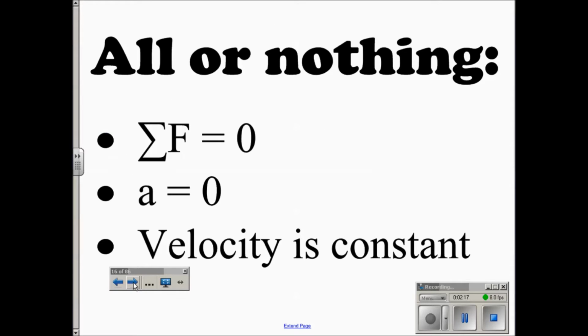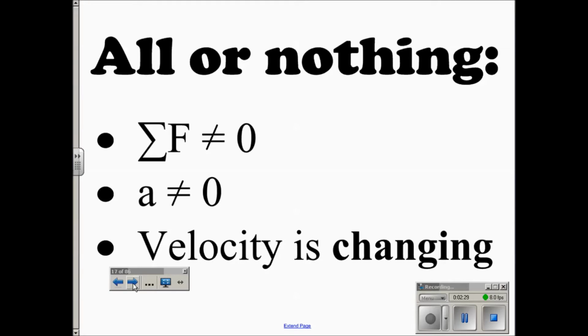Write it down in giant letters somewhere in your notes because you're going to see it all over the place this chapter. Newton's first law says these three statements are equivalent. If the net force is 0, then the acceleration is 0, and the velocity is constant. Or, conversely, if the net force is not 0, then the acceleration is not 0, which means the velocity is going to be changing, right? This is saying that if you cause a net force on an object, you're going to change the velocity.